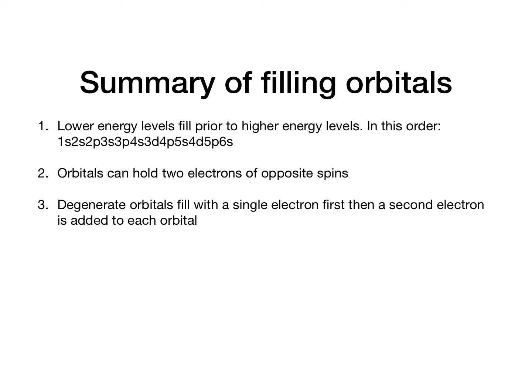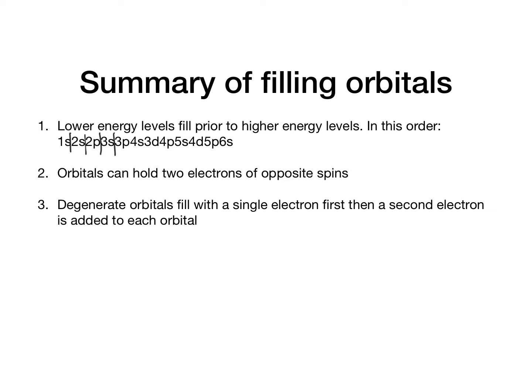So in summary, because after this, we are going to start putting the electrons in orbitals. Lower energy levels fill prior to higher energy levels in this order. On your slides, it's going to be a little bit different. So the 1s, then the 2s, 2p, 3, so on and so forth. Each orbital can hold 2 electrons of opposite spins. And degenerate orbitals fill with a single electron first, then a second electron is added to each orbital.